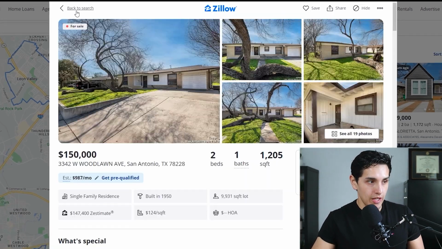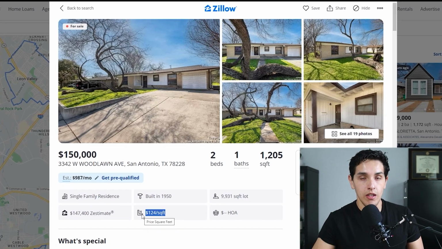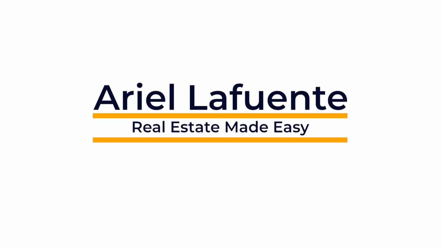When you look at a property, one of the first things that you need to do is take a look at the dollar per square foot. This is one of the best ways to get a gauge for how valuable the home is.